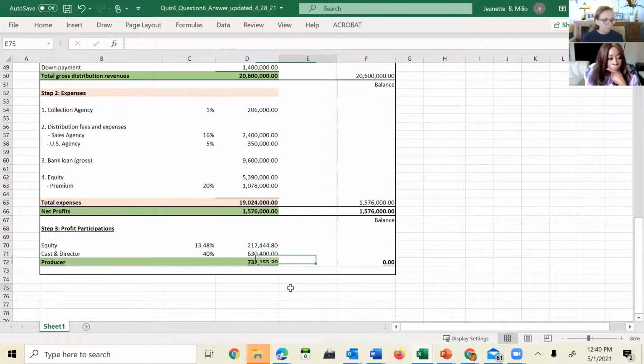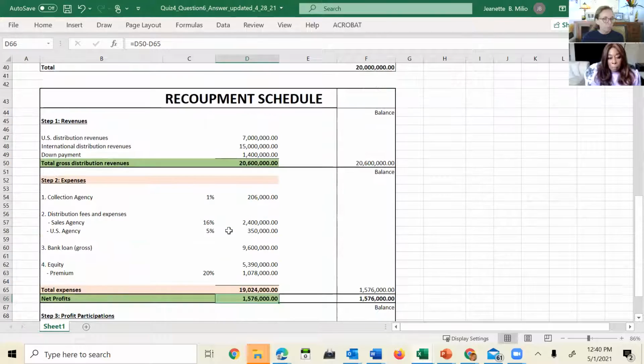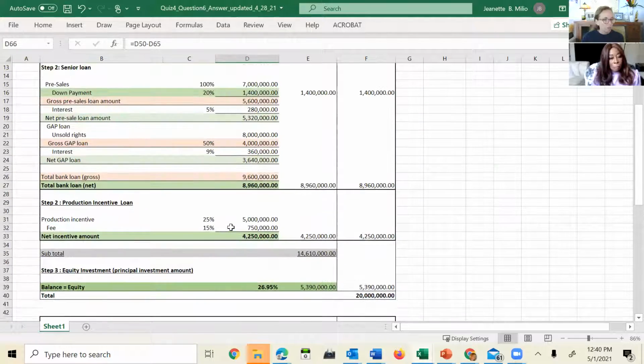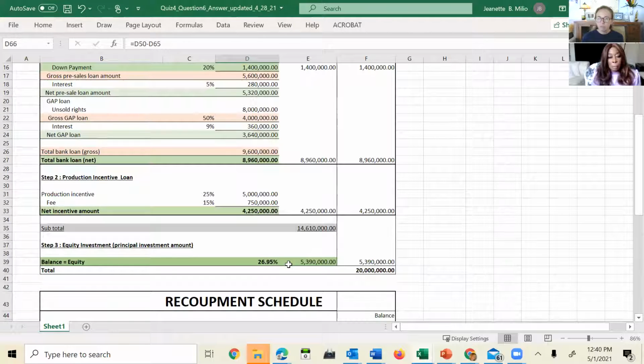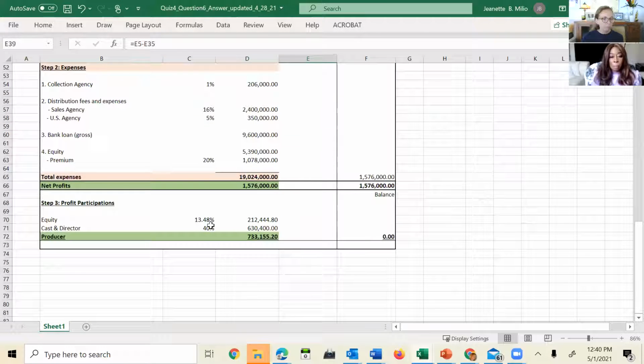In this case study, we now pay profit participation for the first time. The profit participation is paid from the net profits. So what we're left with, we're sharing. We're sharing 13.48%, which is 50% of what the investor paid earlier, which is 26.95%. So $5.3 million is 26.95% of the budget of 20 million. That's what that means. I have to pay half of that as profit participation, and half of 26.95 is 13.48.